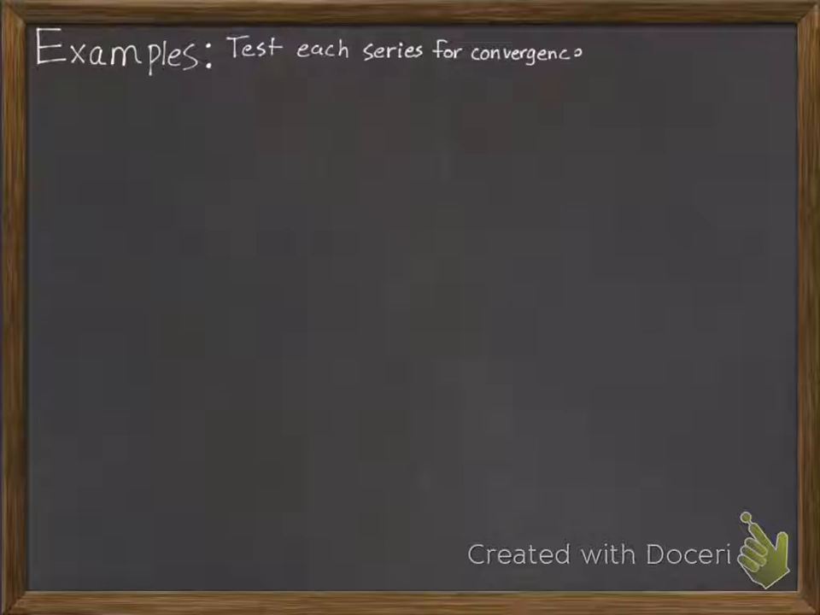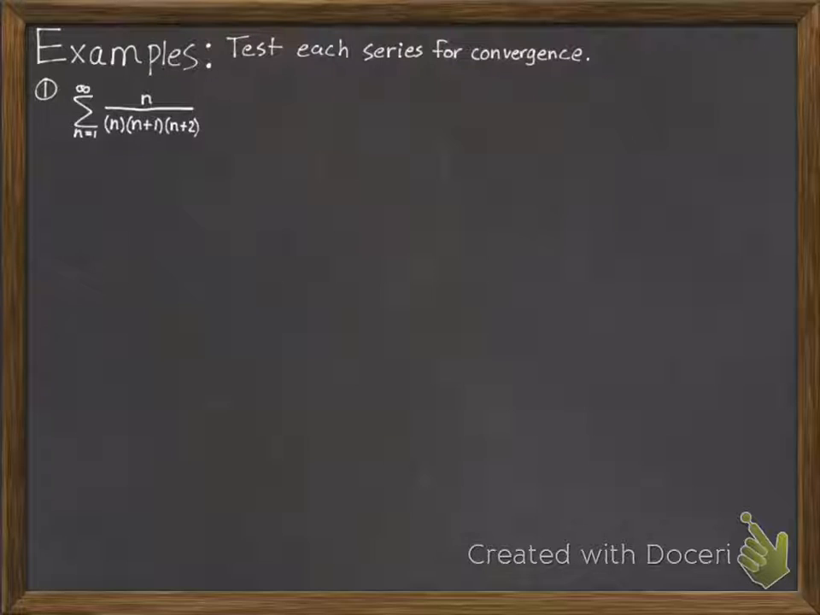Alright, let's look at some examples. We're just going to test each series for convergence. Okay, we're going to use the comparison test. First one, let's look at the sum from 1 to infinity of n over n times n plus 1 times n plus 2. Okay, I want to compare this to a p-series. And what I'm always going to do when I'm looking for what I should compare this to, I'm always going to look at n behavior.